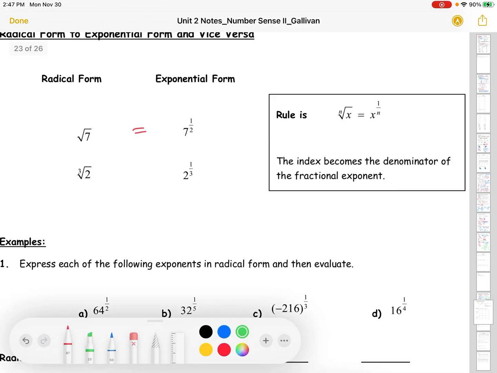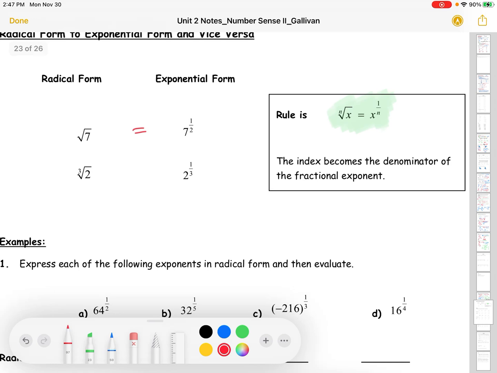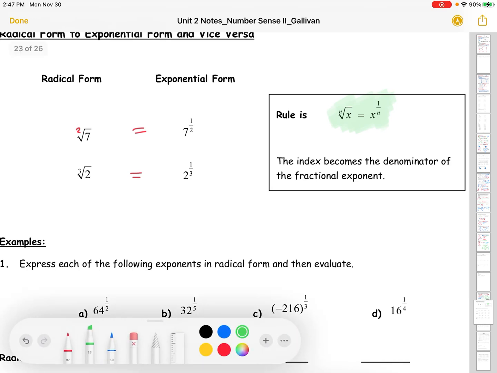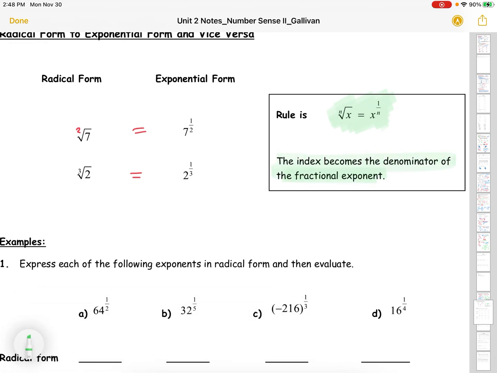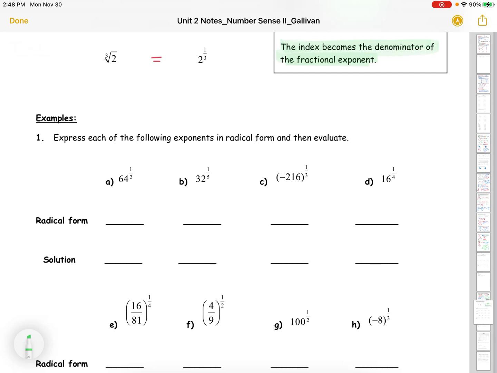So basically, the rule is the nth root of x is equal to x to the 1 over n. So if I'm finding the square root of x, like the square root of 7, it's like 7 to the 1/2. Similarly, if I'm finding the cubed root of 2, it's like 2 to the 1/3. The index becomes the denominator of the fractional exponent. Okay, we're going to do some examples and some practice to see how this works a little more. But this will help us manipulate things later on.